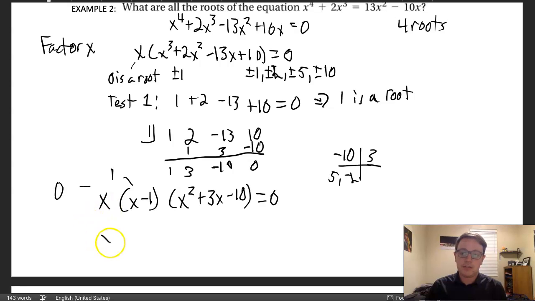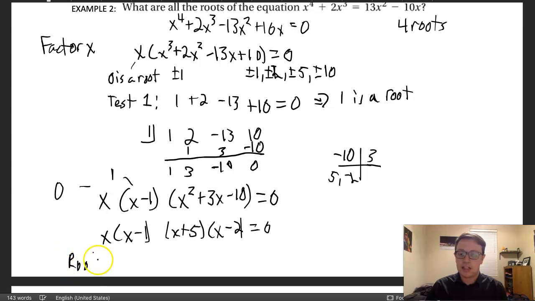So that means fully factored, this is going to be 0, or x times x minus 1 times x plus 5 times x minus 2. And what does that mean our roots are? Our roots are going to be 0, 1, x plus 5 is equal to 0 will give us negative 5, and x minus 2 equal to 0 will give us positive 2.